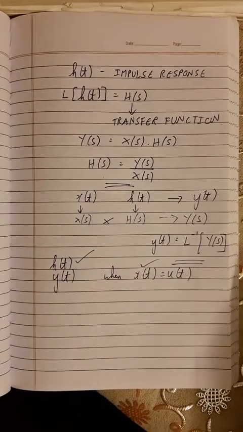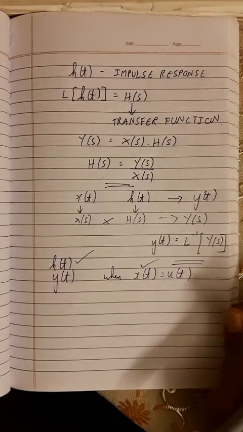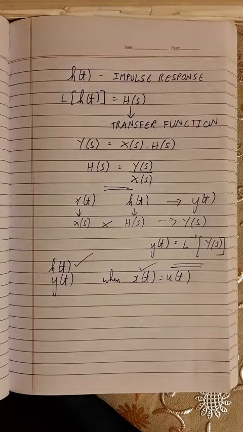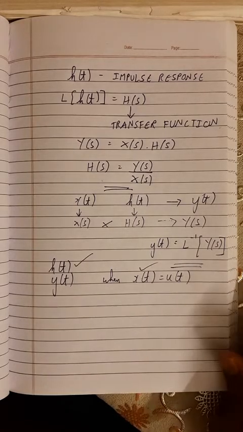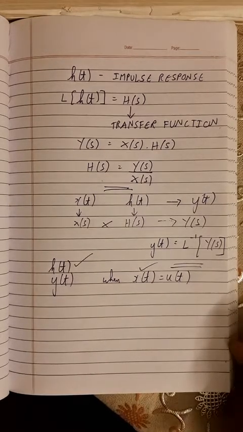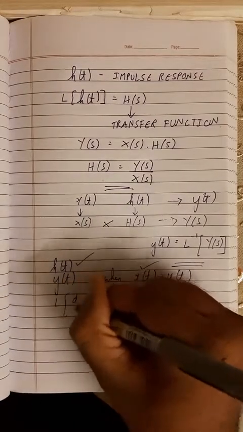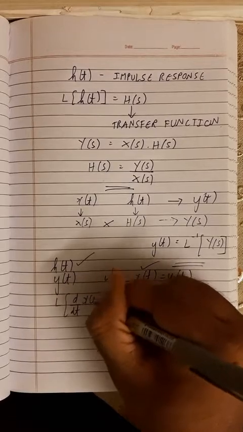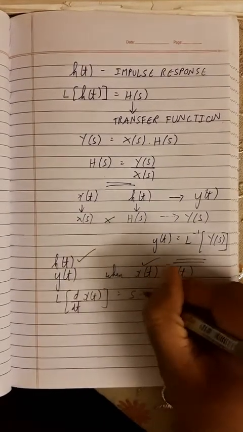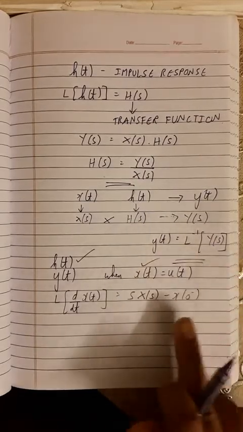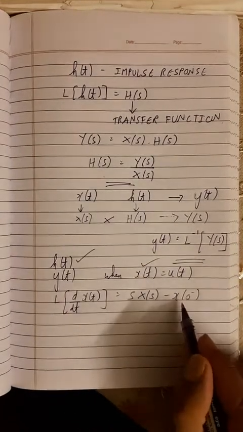Or otherwise, they will give you a differential equation. We know that every LTI system can be characterized by a differential equation. They will ask you to find the Laplace transform. How do you apply the Laplace transform to a differential equation? We know that the Laplace transform of d by dt of x of t is equal to s into x of s minus x of 0 minus, or x of 0. This is called the initial value, and it will also be given in the question.